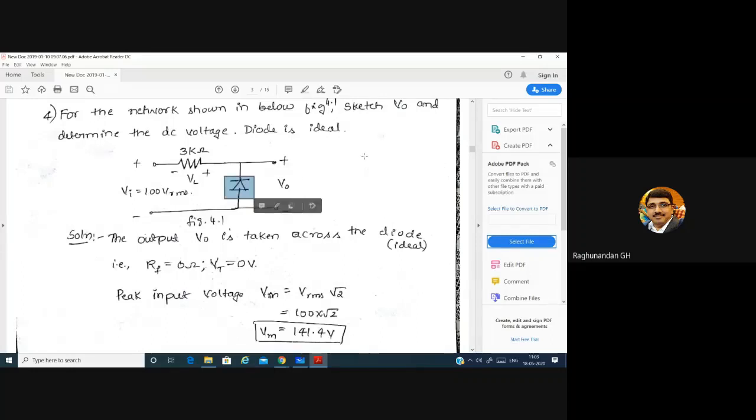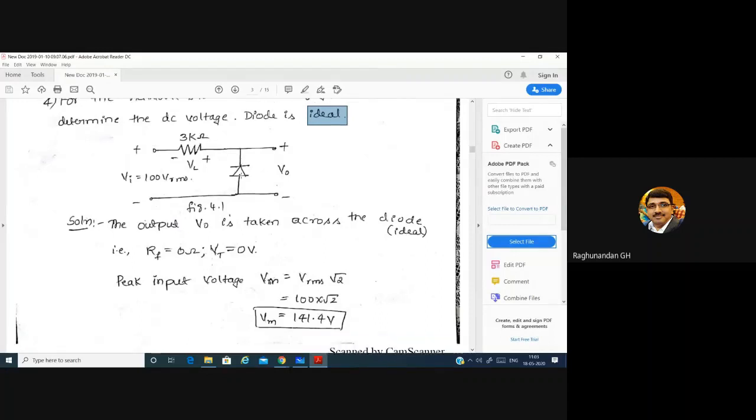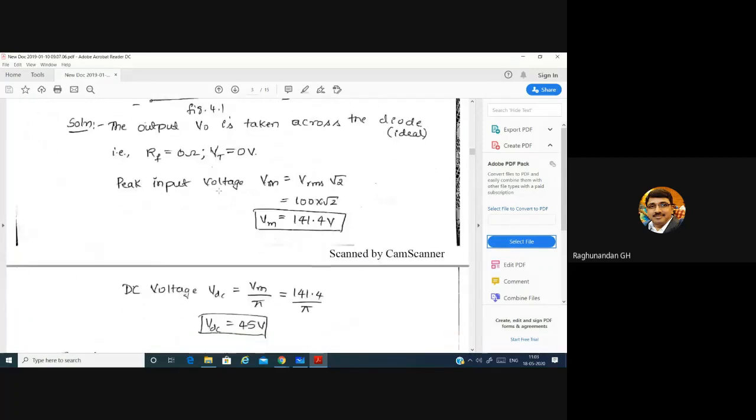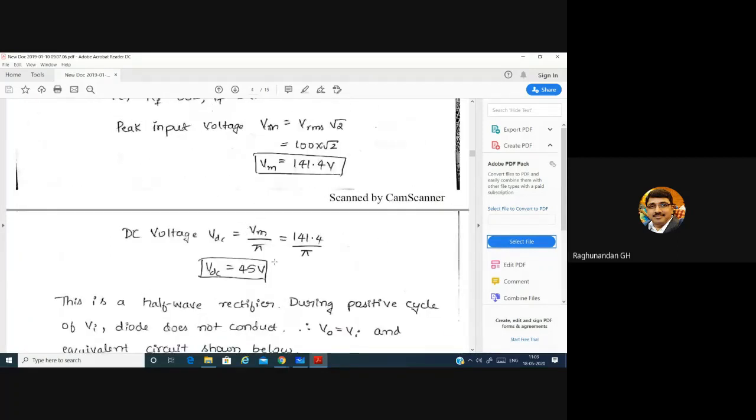See, in the exam, sometimes the question itself tells you the diode is ideal. That means the voltage drop is not 0.7 or 0.3. It is 0. Now we have to find out the output voltage, and determine the DC voltage, they're asking. So in order to find the output voltage, we know that VDC is equal to Vm by pi.